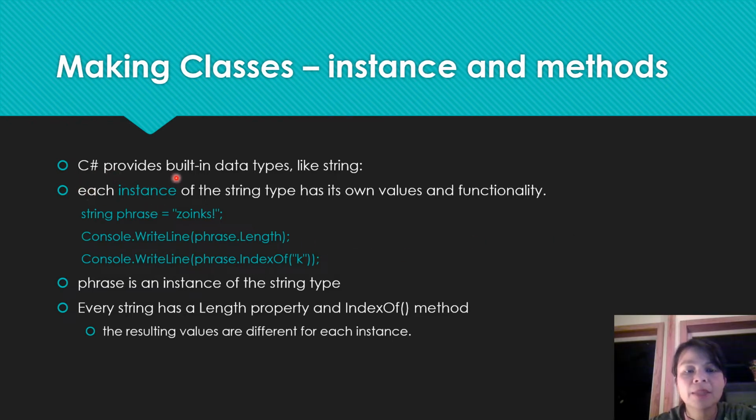C# provides built-in data types, we know that, right? Like string. Each instance of the string type has its own values and functionality. We have a variable named phrase; we're creating a variable of the data type string, and it's called phrase. So phrase is an example of an instance of the string type. Every string has a length property and an index of method, and the resulting values are different for each instance.